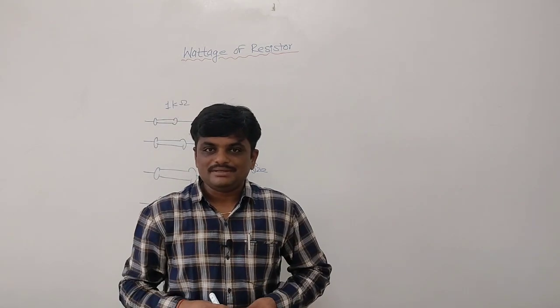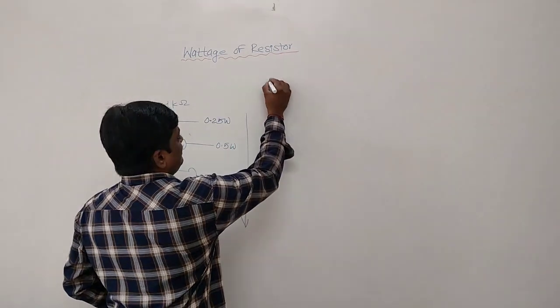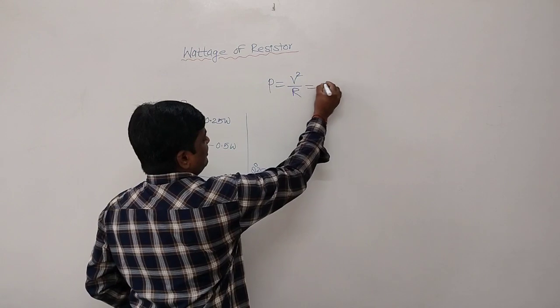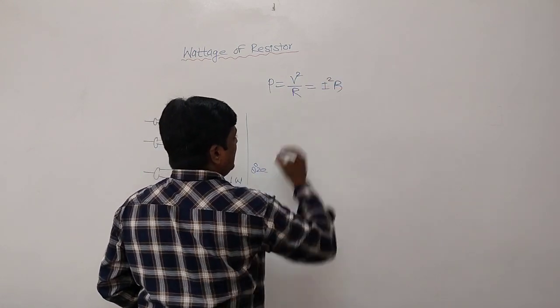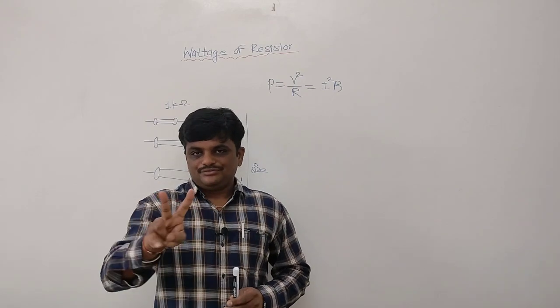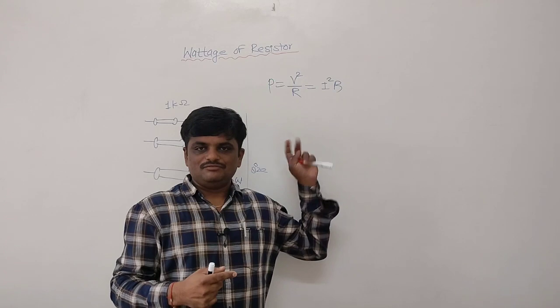But what is power handling capacity or what is wattage? You can find this power handling capacity by a simple formula: power is equal to V square by R, or it is equal to I square into R. And as it is a resistor, there is no phase shift between the voltage and current, so that is why we can find power using this simple formula.